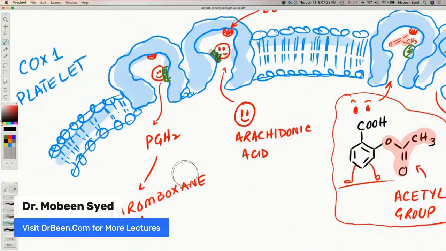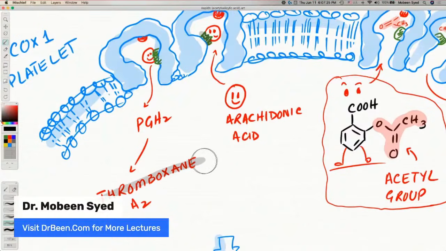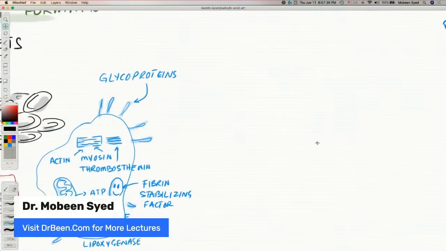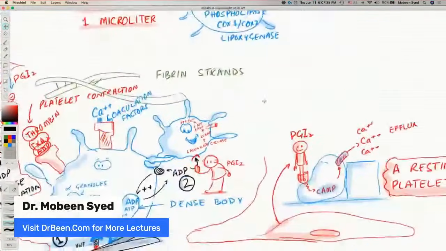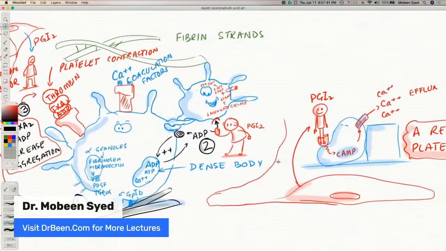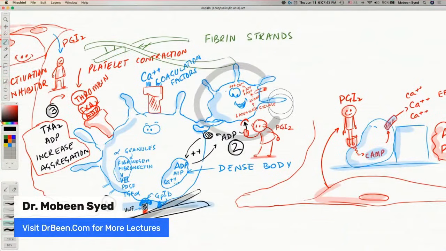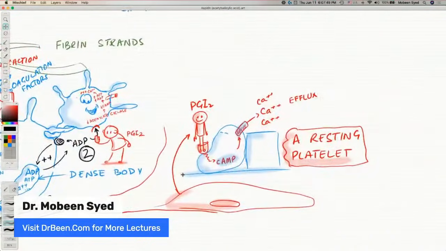So that is what is released, and then we know that from PGH2, thromboxane A2 or prostacyclin and other products are made. If it is a platelet, this will be thromboxane A2. And we talked about the platelet's thromboxane A2 function yesterday. Let's start from here. The resting platelet has PGI2 acting on it, which causes the calcium to be ejected from the resting platelet because there is more cyclic AMP produced.